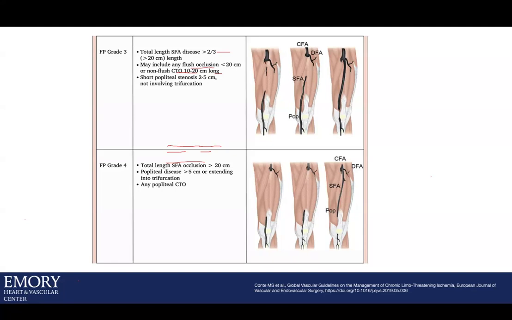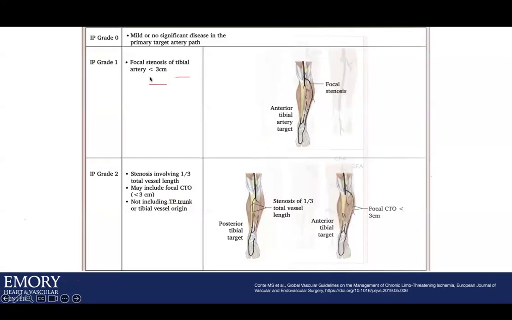But the concept is the femoral popliteal grading system depends on SFA and popliteal disease. And the longer the disease, the higher the grade. The concept for the infrapopliteal grading system is also from 0 to 4. It depends on how long the tibial disease is, and the longer the lesion or the presence of the CTO, then the higher the grade.